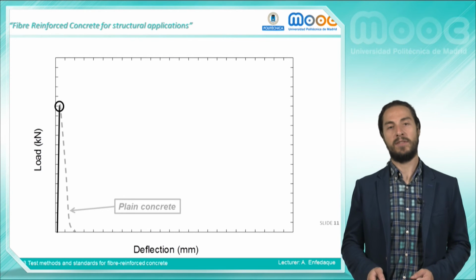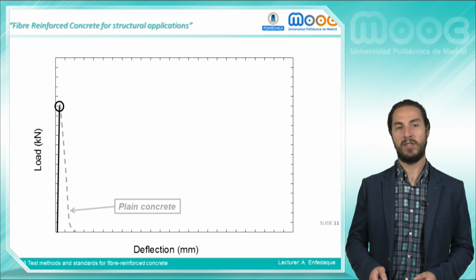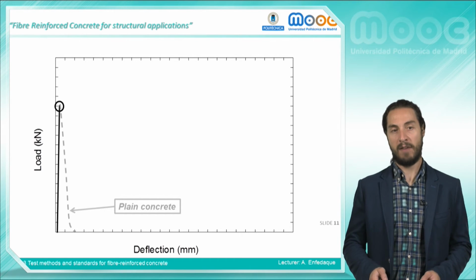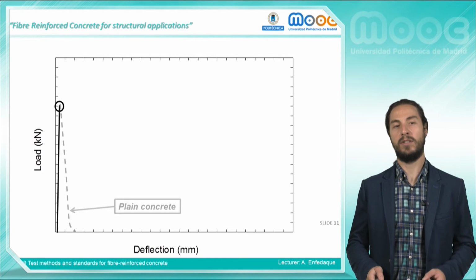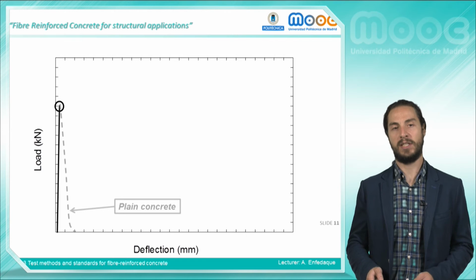In the plot graph, the typical behavior of a conventional plain concrete can be seen. It's obvious that the linear loading branch is abruptly finished when reaching the peak load. After this load, the loading continues monotonically, having a quasi-exponential shape.